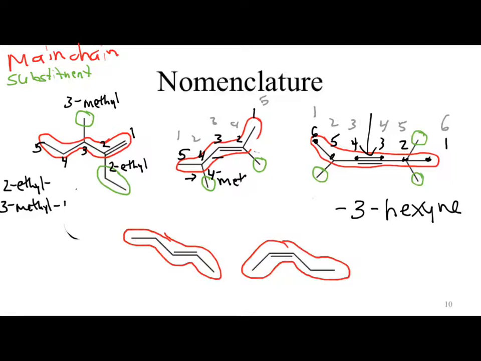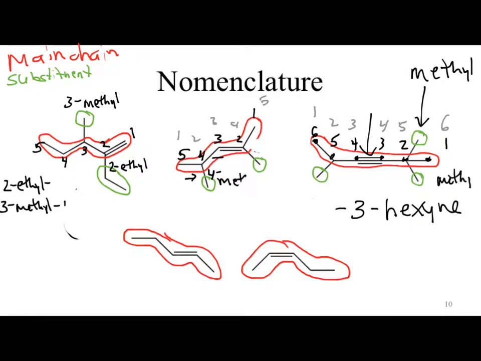Now we can go through and figure out each of our substituents. What are substituents? We're all methyls. So we can go through and put in our methyls. We now want to decide what those methyls are.